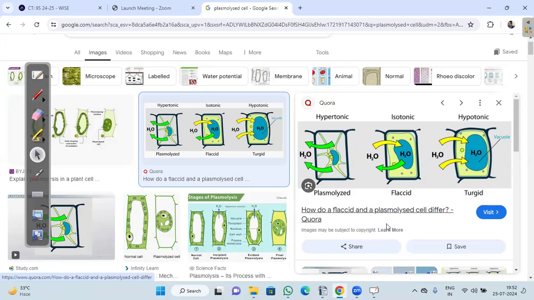Okay. So see the first one, it is hypertonic. The second one, isotonic, and the last one occurs in the case of a hypotonic solution where the cell becomes rigid. See here, the plasma membrane is pushed towards the cell wall and it is creating pressure on the cell.